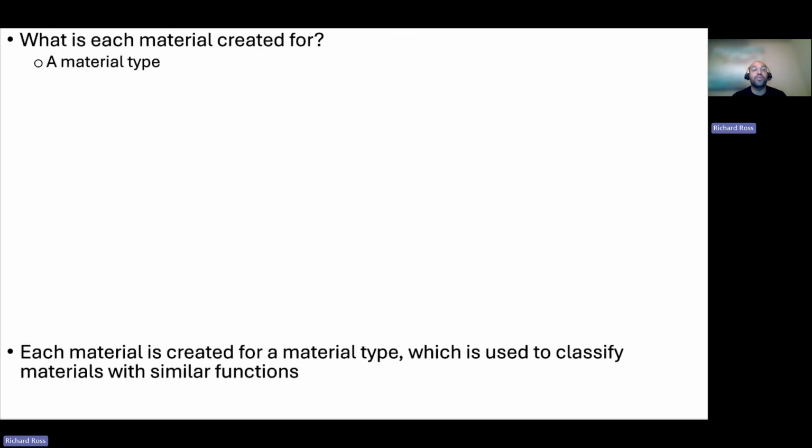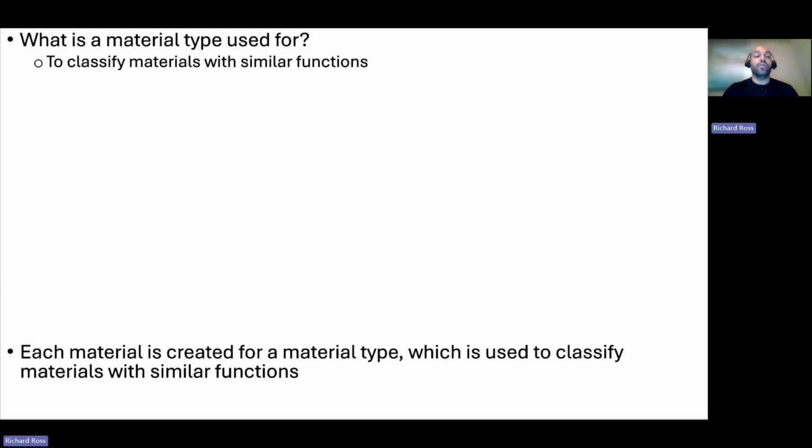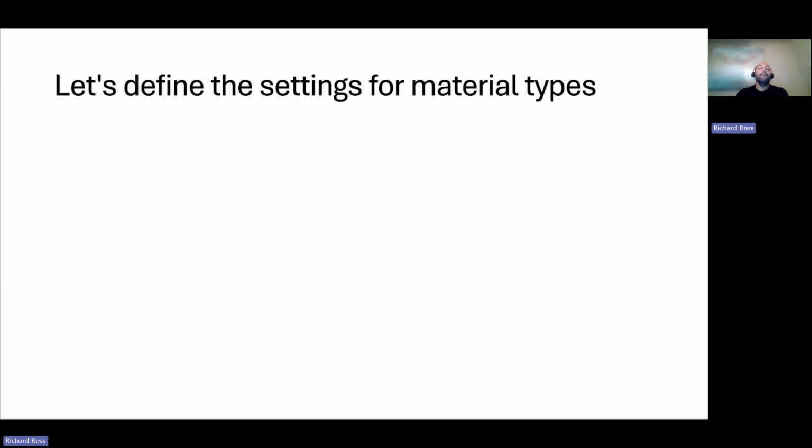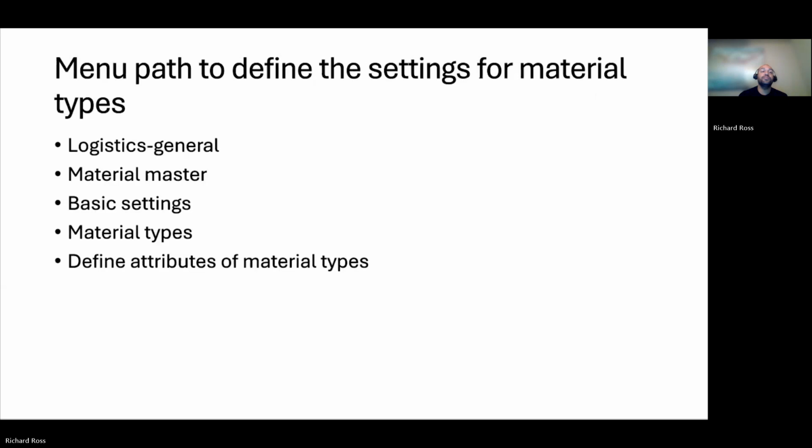What is each material created for? A material type. What is a material type used for? To classify materials with similar functions. What must be activated for material types relevant for costing? Costing view, accounting view. Let's define the settings for material types.